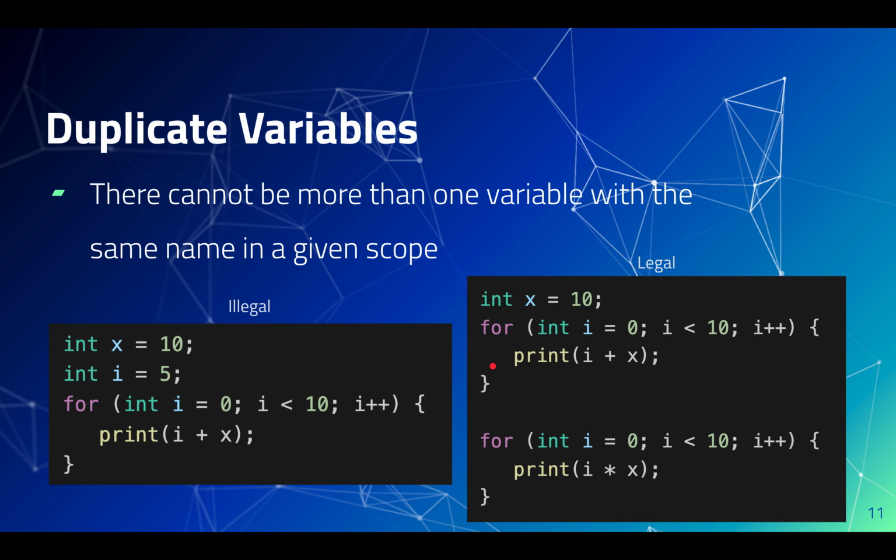This would be fine, even though you still have two i variables. Both of them are restricted to their specific for loop. So the i here can only be used inside here, and the i here can only be used inside here. So this works perfectly fine.